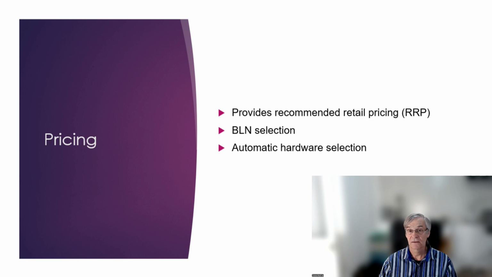Hardware and software pricing for BACnet P2. Our website provides the recommended retail pricing directly from the system profile report. The website has a BLN selection option where you can choose which BLNs you want to price. So if the site has got 10 BLNs, you can select one or two of them and the pricing will be done accordingly. In addition, the website also provides the hardware required to support the selection that you've made automatically. So everything will be correct if you use the website.